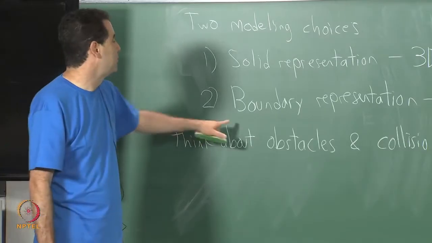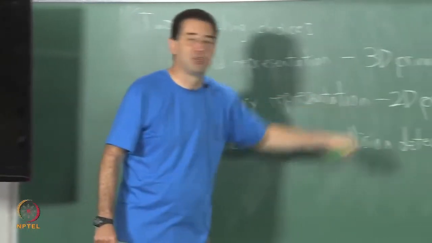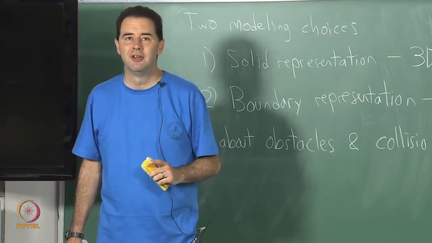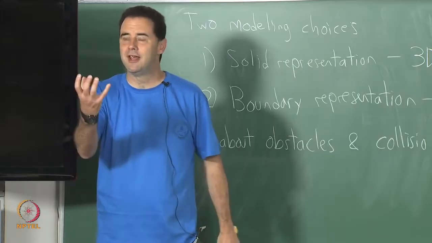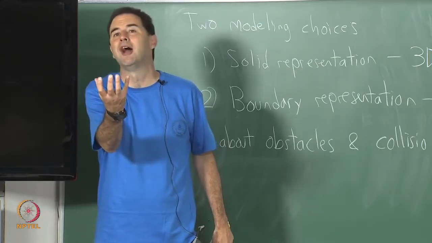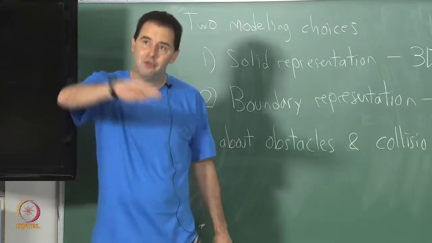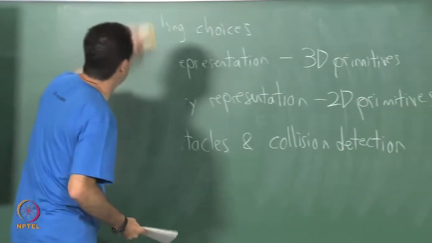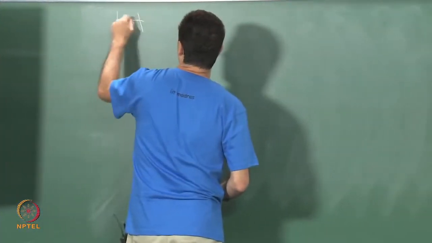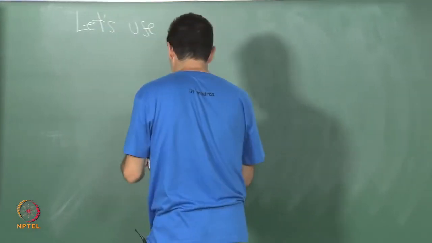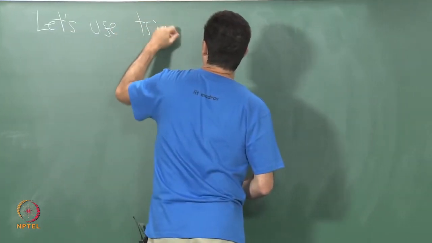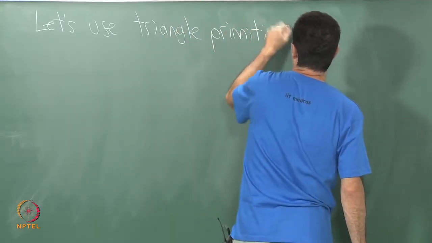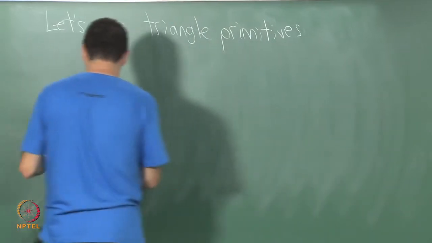So why don't we pick the simplest case, boundary representations, and the two-dimensional primitives are going to be triangles that sit in three-dimensional space. So I call them 2D because it's a two-dimensional triangle. It's not a three-dimensional simplex or pyramid of some kind that's sitting in space. It's a two-dimensional surface that sits in three-dimensional space. So it's a 2D primitive. So let's use triangle primitives.